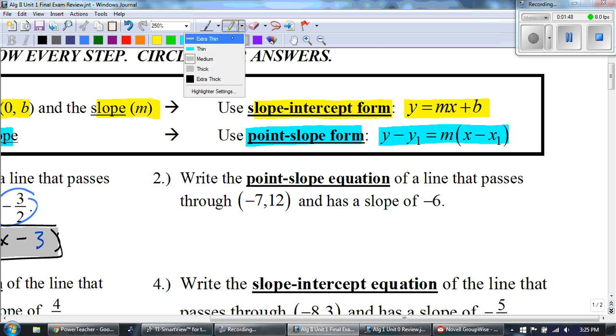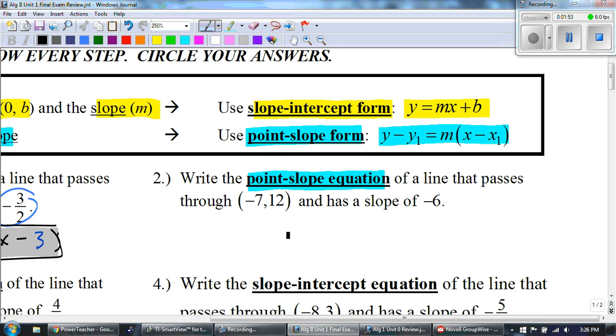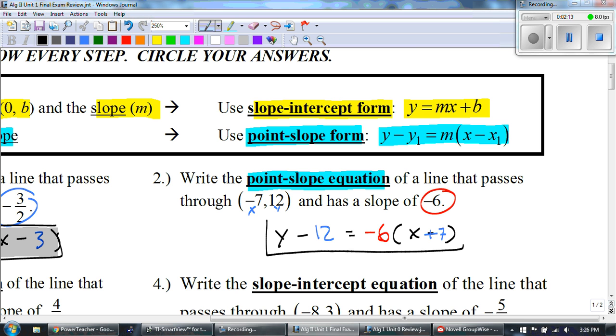Okay, number 2. Once again, they want point slope. They gave us a point, they gave us a slope. So my slope is negative 6, and then I plug in the 12 because that's the y, and then my x goes with the x. And when it's two negatives, it changes to a positive. And that's my final answer.